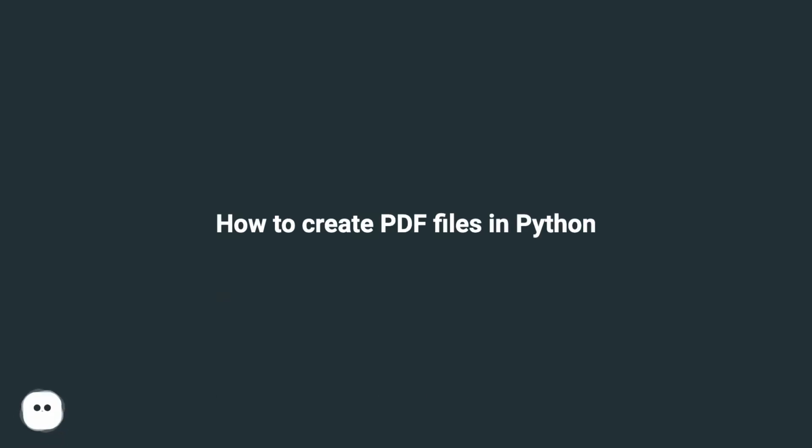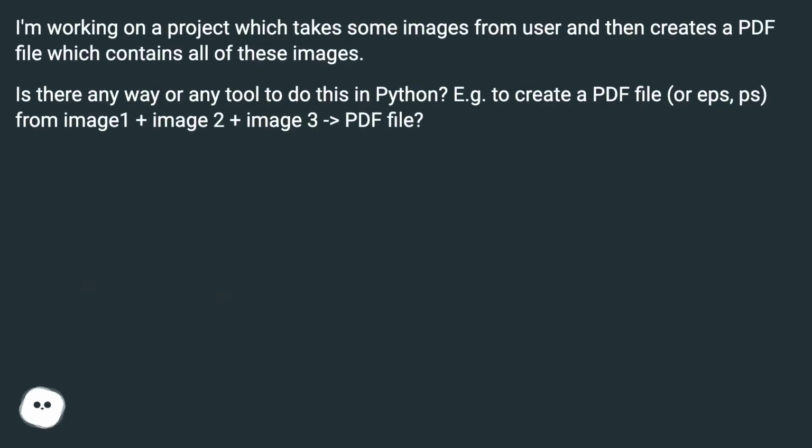How to create PDF files in Python. I'm working on a project which takes some images from user and then creates a PDF file which contains all of these images. Is there any way or any tool to do this in Python? E.g. to create a PDF file, or EPS, PS, from image 1 plus image 2 plus image 3, PDF file.